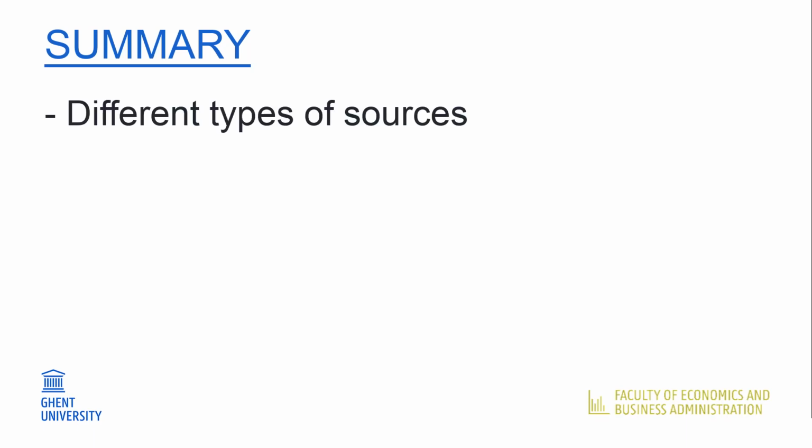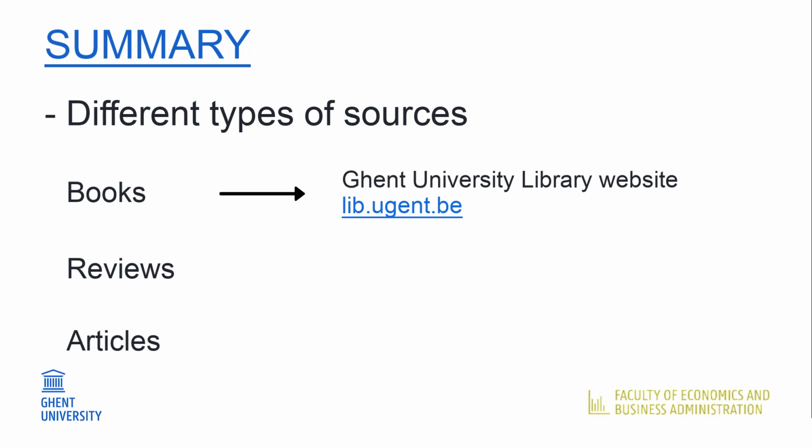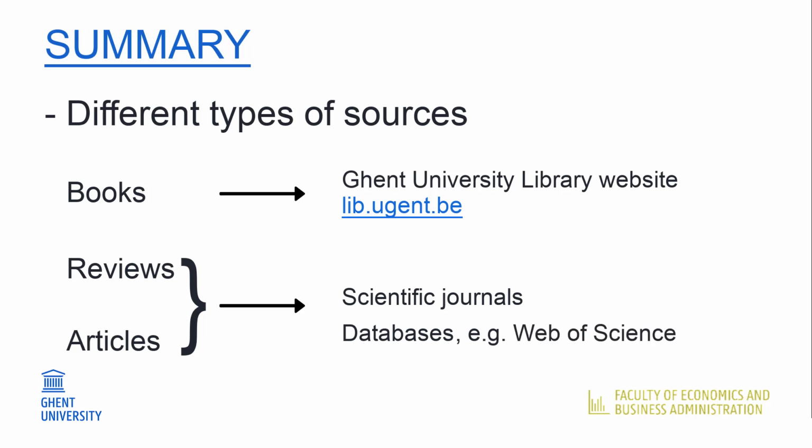At different times during your research project, you will need different types of scientific sources, such as books, reviews, and articles. Books can be found via the university library website. Reviews and articles are published in scientific journals, which can most easily be searched via scientific databases, such as Web of Science.